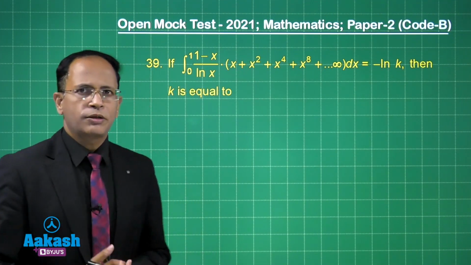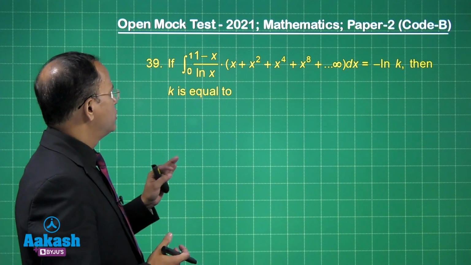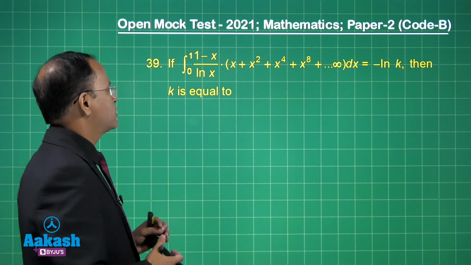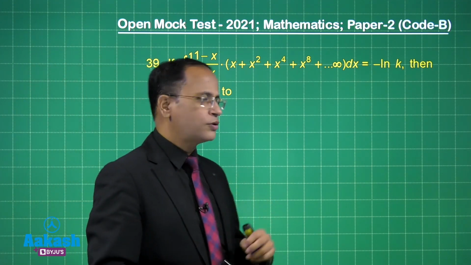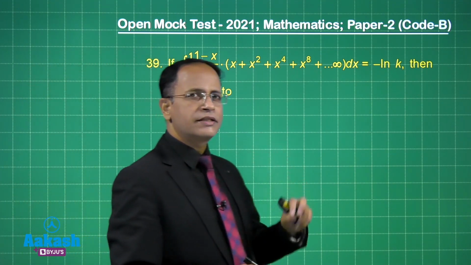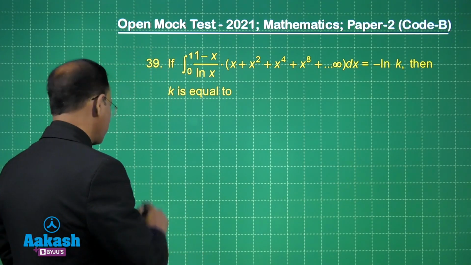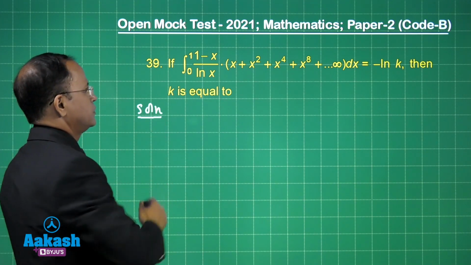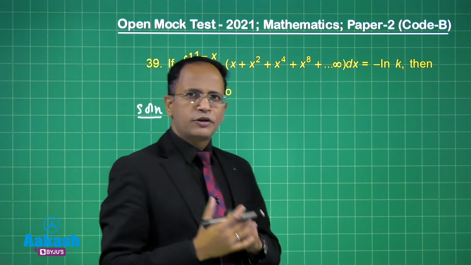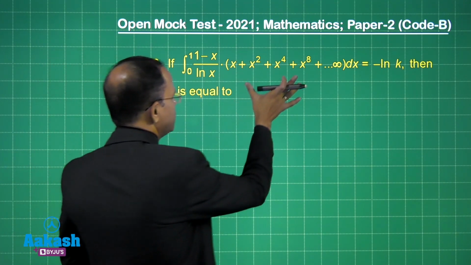Now friends, let's talk about question number 39. If the integral from 0 to 1 of minus x upon ln x times x plus x square plus x to the power 4 plus x to the power 8 up to infinity dx is minus of ln k, then k is equal to what? So here, how to go about this part? You see, the interesting part is that it is an infinite series.